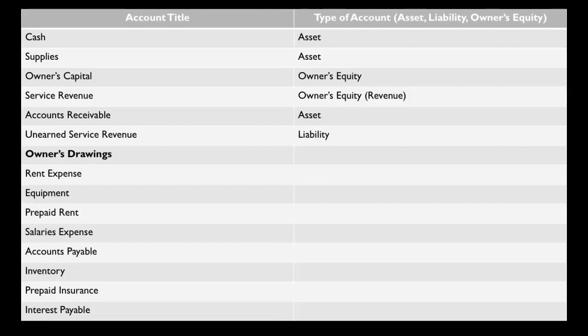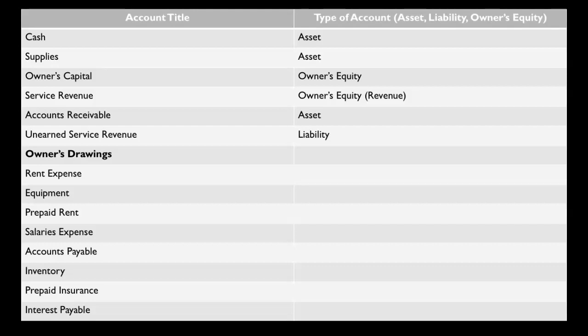And so unearned service revenue is going to be a liability. So that's going to be a liability account that does not have the word payable in it, right? Typically, we would say if we see the word payable, it's going to be a liability. Unearned service revenue is that one account that you're going to see that is still a liability without having the word payable in the account title.